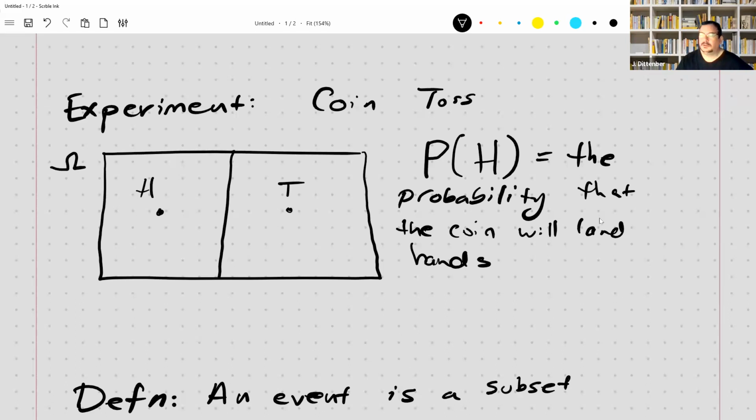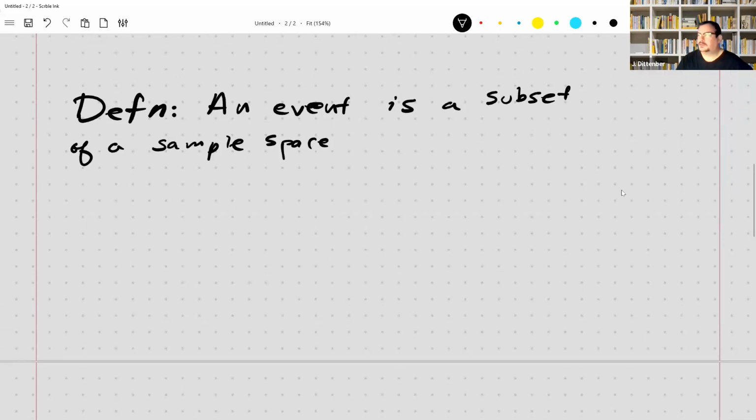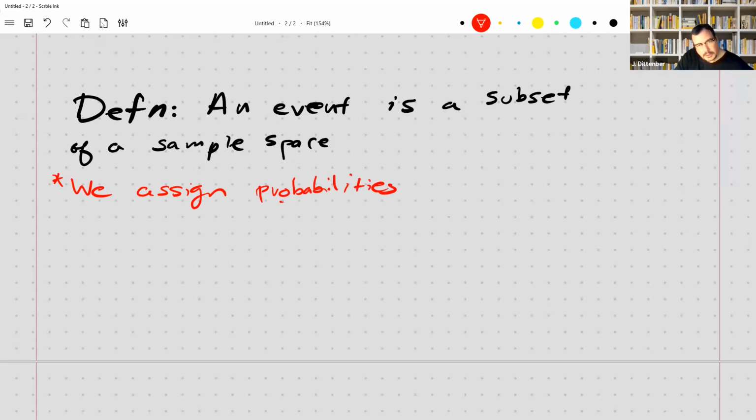Okay, so the event is the subset of a sample space, and we assign, so here's the note here, we assign probabilities to events. And of course, a probability is a real number, and it has lower and upper bounds in this case of our sample space.